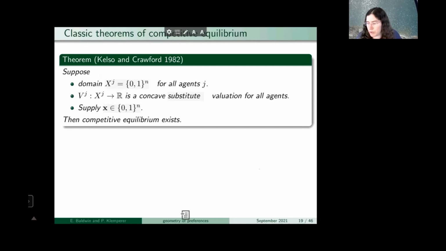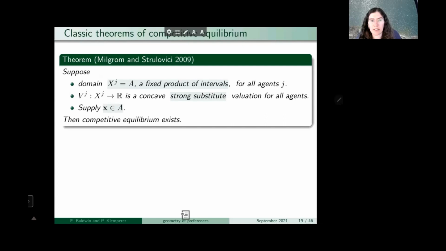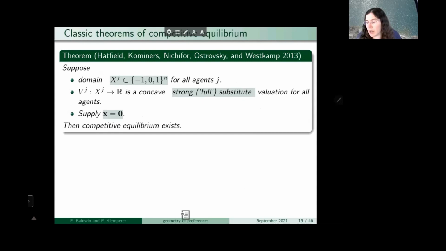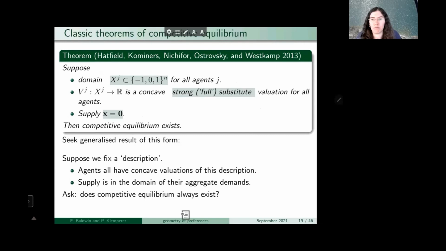You've got the Milgrom-Strulovici result, which allows bigger domains and insists on concave strong substitute valuations for all agents and a supply that seems like a relevant sort of set. And then you've got the Hatfield, Kominers, Nichifor, Ostrovsky, and Westkamp paper, which has the full substitutes. So what I'm getting at here is that we assume a domain, we assume some sort of property, we have a supply that seems the right sort of size, and then we get a competitive equilibrium. So we're trying to generalize results like that. So we want to fix the description and say agents have concave valuations of this description and supply is in the domain of their aggregate demands, and ask, is competitive equilibrium guaranteed?